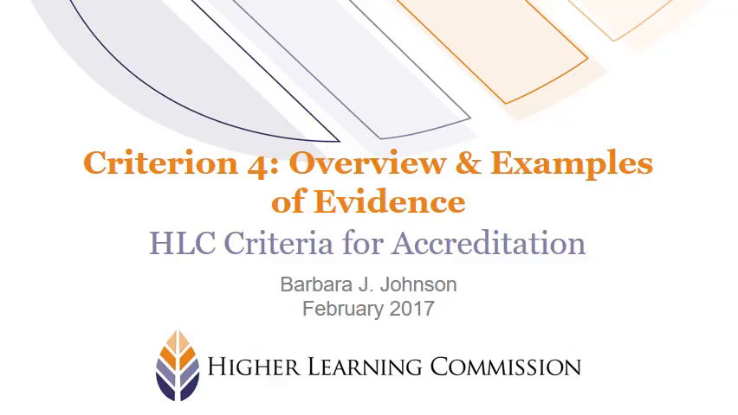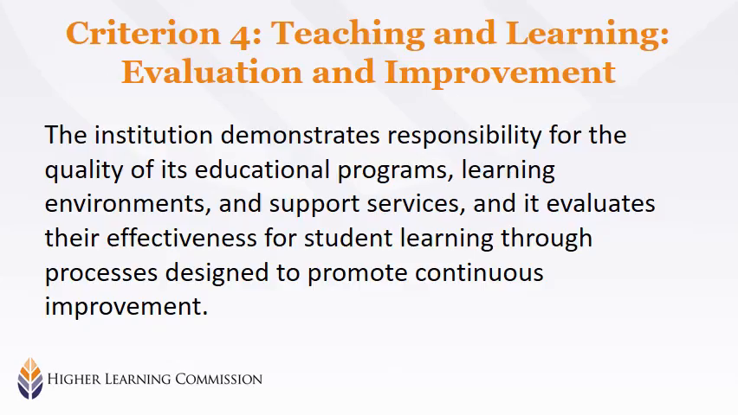Welcome to our overview of Criterion 4, the evaluation and improvement of teaching and learning. In this session, I will provide an overview of the three core components for Criterion 4 and discuss selected examples of evidence. Criterion 4 focuses on evaluating and improving educational quality and student success as it relates to program review, assessment and improvement of student learning, and evaluation and improvement of student retention, persistence, and completion.